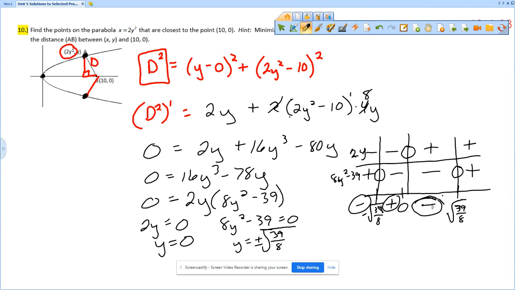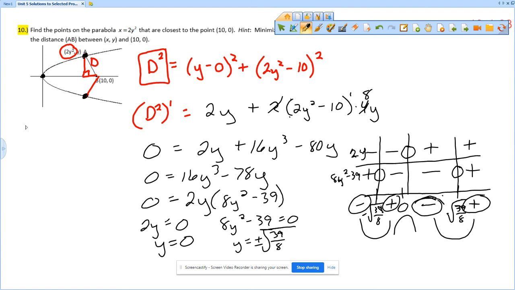Remember, we're looking for where a minimum occurs. You'll see that there is a local minimum there, a local maximum there, and then a local minimum here. So local minimums at both of those y values. The question says to find the points on the parabola. Now we have the y values, so now I need to know the x values as well.